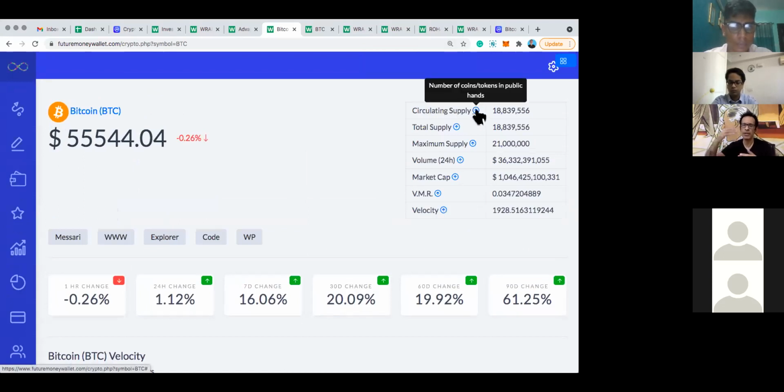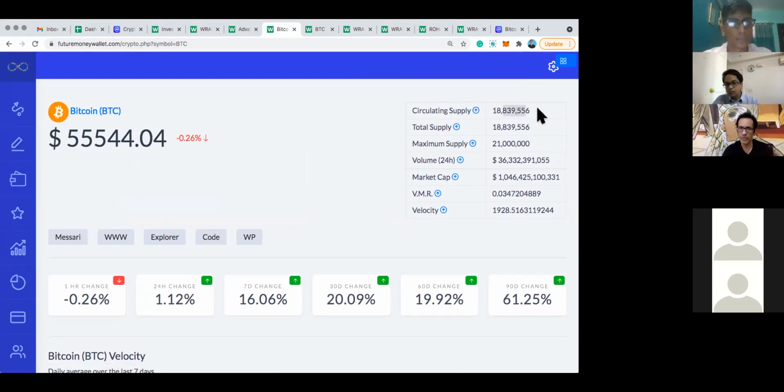Circulating supply means the number of coins or tokens that are in public hands, that people like you and me can trade in. We call that circulating supply. And for Bitcoin, that is 18.8 million as of right now. And this number increases approximately every 10 minutes.